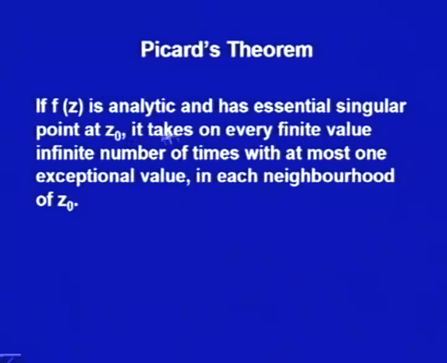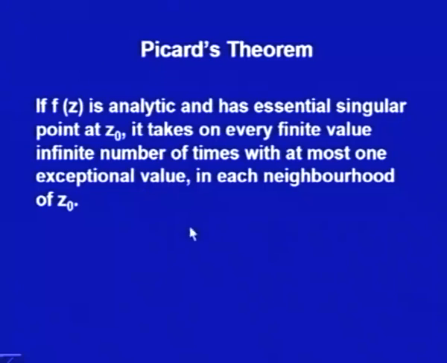If f(z) is analytic and has an essential singular point at z naught, it takes on every finite value infinite number of times with at most one exceptional value in each neighborhood of z naught. Let us first understand what this statement is actually saying. This statement is telling us about the behavior of the function f near the essential singularity z naught.